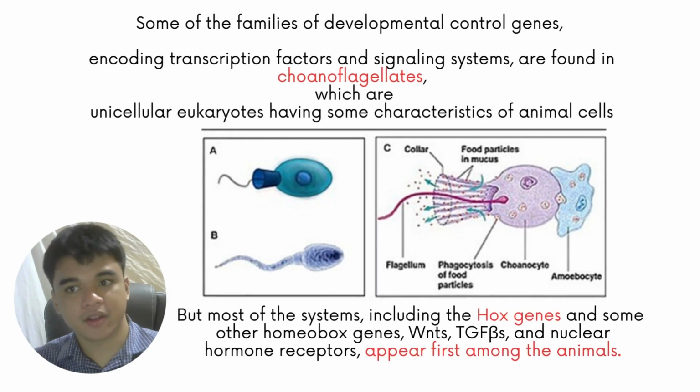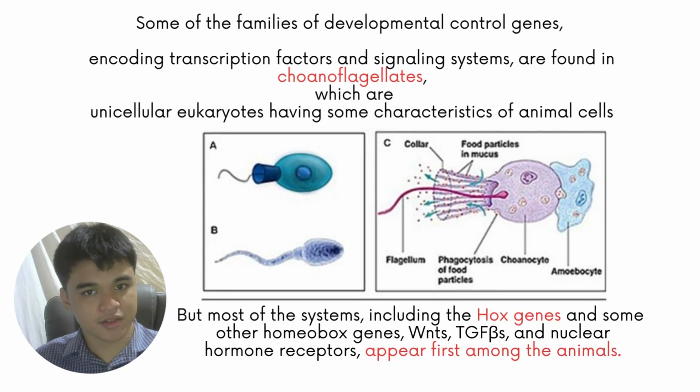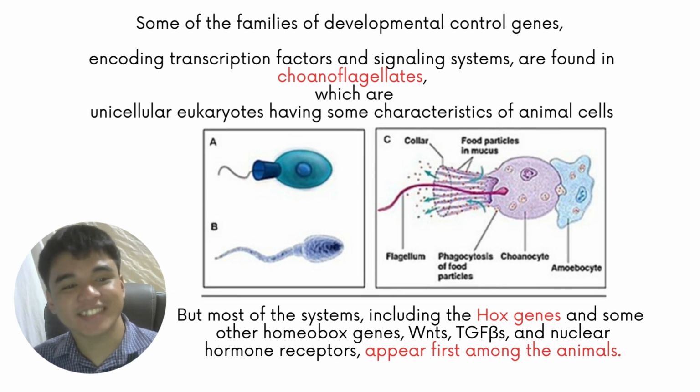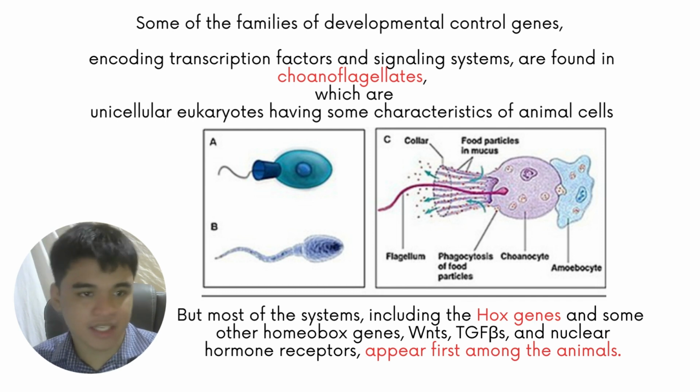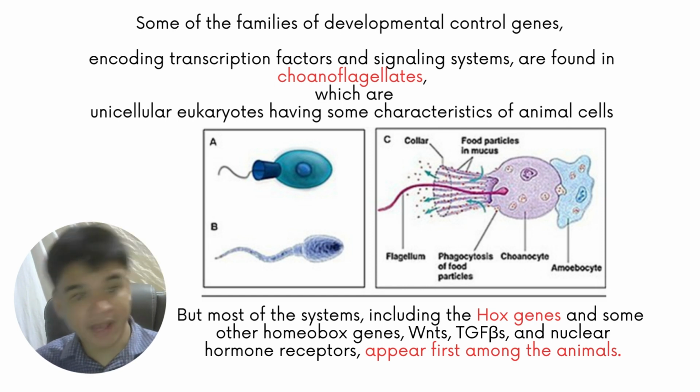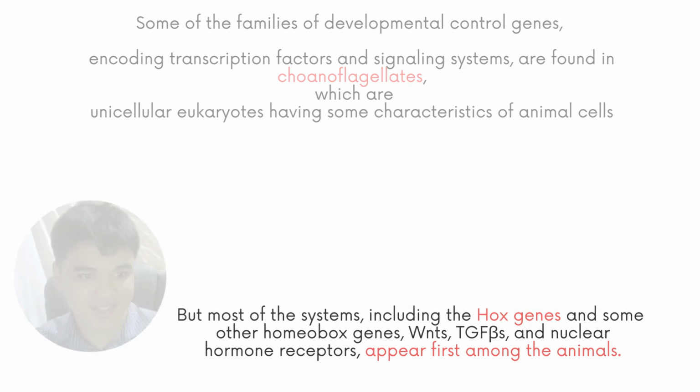Some of the families of development control genes, encoding transcription factors and signaling systems, are found in choanoflagellates, which yes, look like sperm. Yes, it's a small sperm. No, it's not a sperm. It's a very small animal, because most animals have Hox genes or some other homeobox genes, TGF beta, and nuclear hormone receptors. They appear first among the animals, but choanoflagellates have encoding transcription factors and signaling systems.